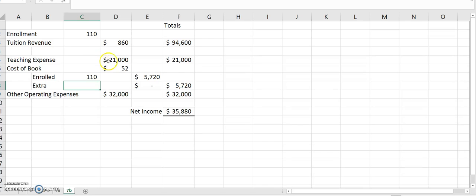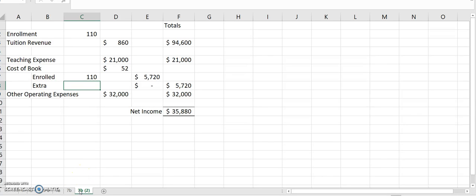So again, our teaching expense remains the same. Our other operating expenses remain the same. The cost of our books at that 110 enrollment, what happens then? Well, we will generate a net income of $35,880. Okay. Now, what if we could have accepted those students and had the books for them?